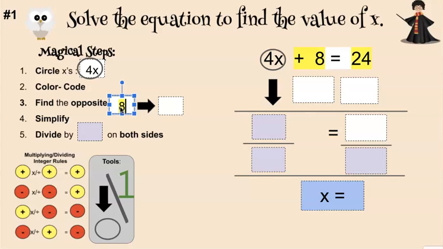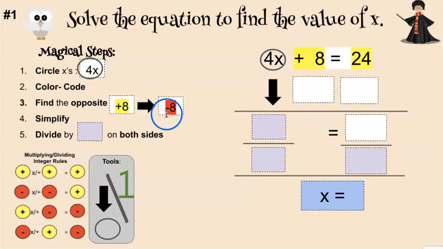Positive 8. We put this box here because some students were putting the wrong number. Some students were putting the opposite of 8 and 24. But no, we want the opposite of the number that's next to the variable right here. So what is the opposite of positive 8? Opposite is going to be negative 8. And that's going to be in red.